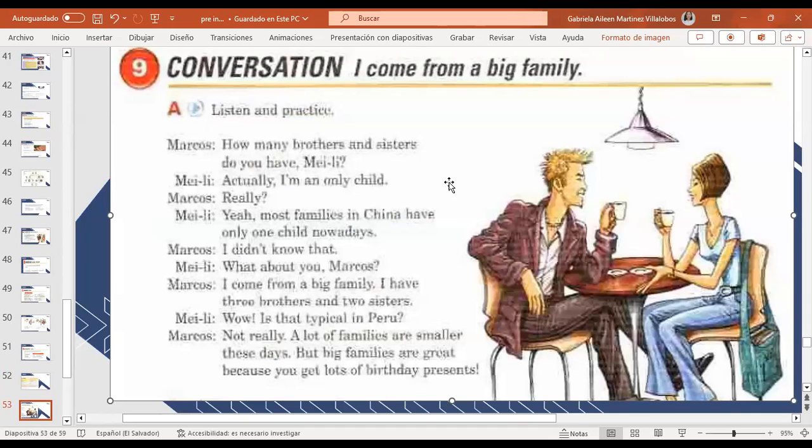How many brothers and sisters do you have? Actually, I'm an only child. Really? Yeah, most families in China have only one child nowadays. I didn't know that. What about you, Marcos? I come from a big family. I have 3 brothers and 2 sisters. Wow. Is that typical in Peru? Not really. A lot of families are smaller these days, but big families are great because you get lots of birthday presents.